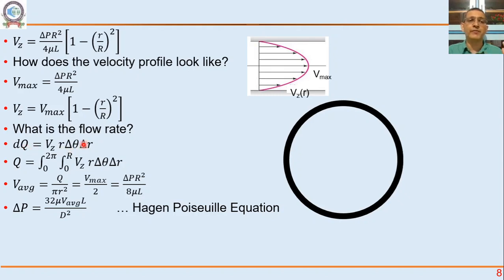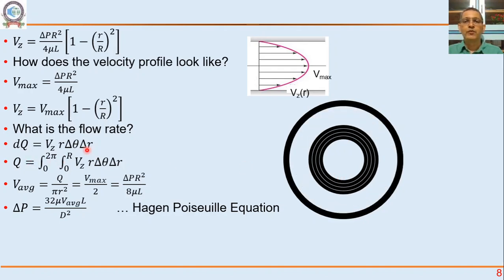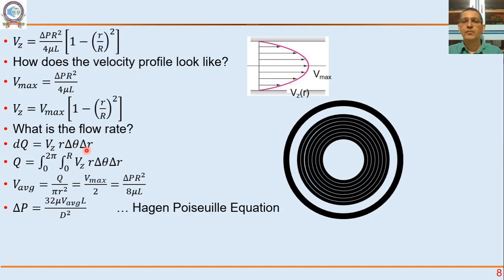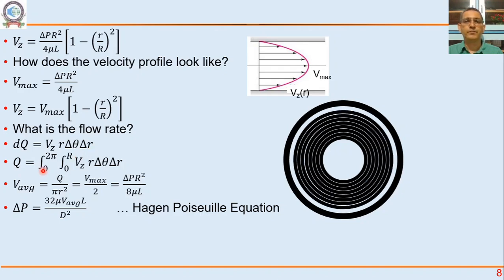I have to add up all such differential elements, which means if this is the pipe, I have to take one differential element, second, third, fourth, fifth, sixth, seventh, eighth, all such differential elements. In the r direction I have to integrate from 0, the center, to capital R, and in the theta direction from 0 to 2 pi. Okay, visualize.